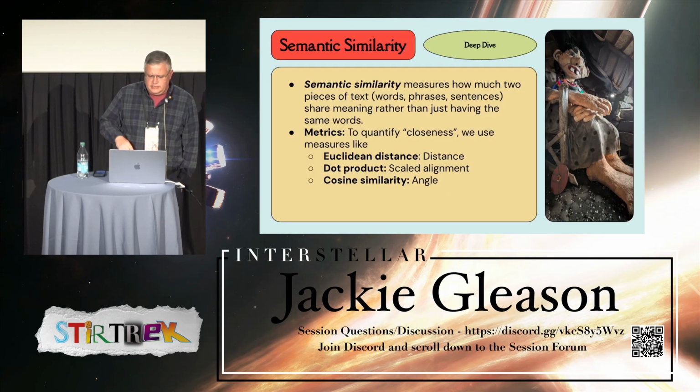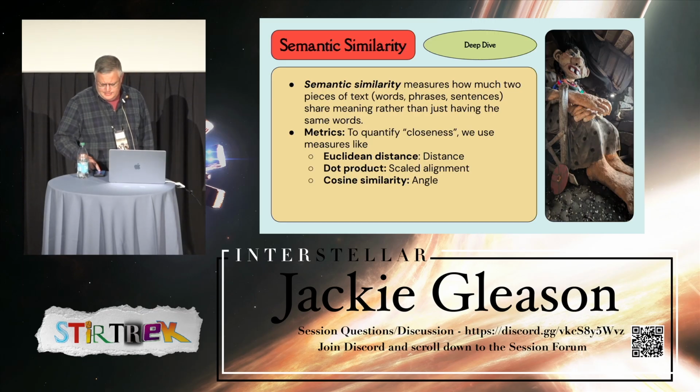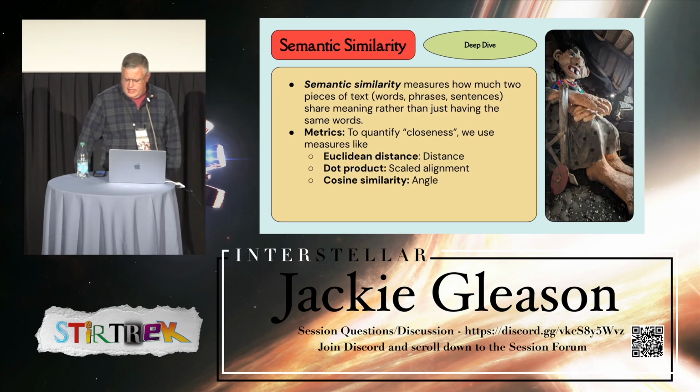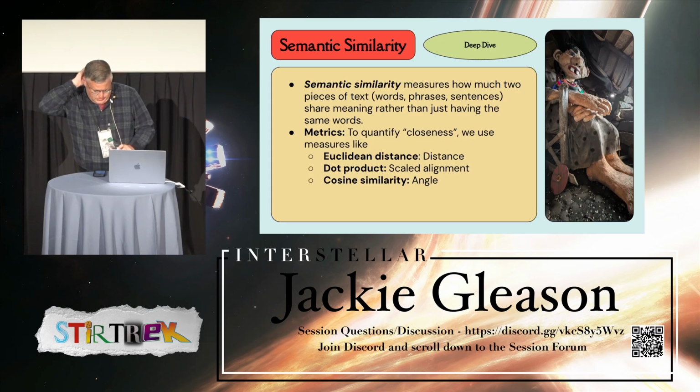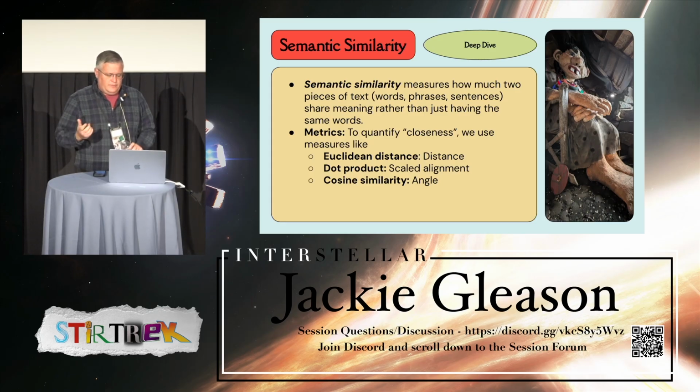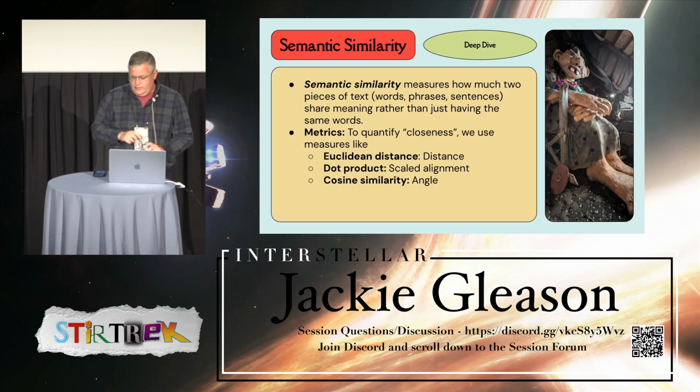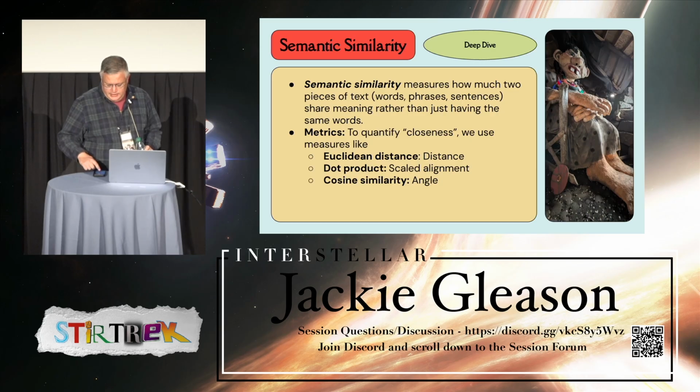So now we're going to talk about semantic similarity. The next question is how do we actually measure how close two embeddings are to each other? These are vectors, so how close are two vectors to each other? You've got three main options: Euclidean distance, dot product, and cosine similarity. Each of these measures a different aspect of where the embedding is in terms of the vector space.